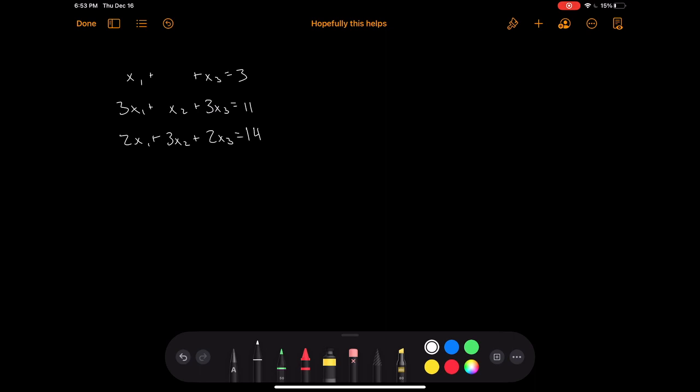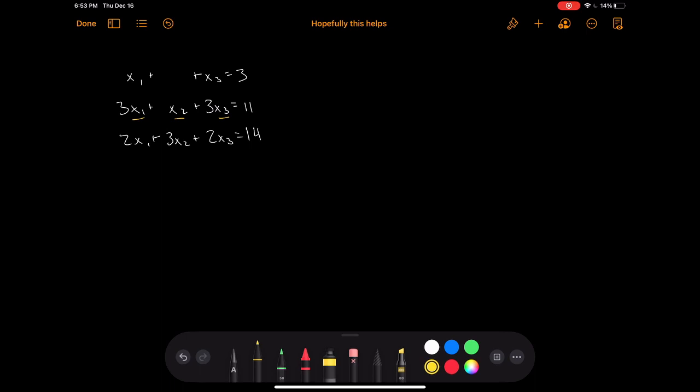So we have this system of equations. It has three unknowns with three equations. So we have our x1, x2, and x3, and then our three equations. Right off the bat, you can't really tell that this is going to give us no solutions, but we're going to see that it does.